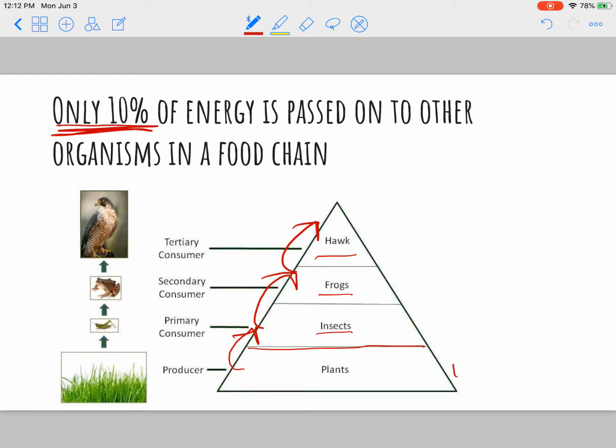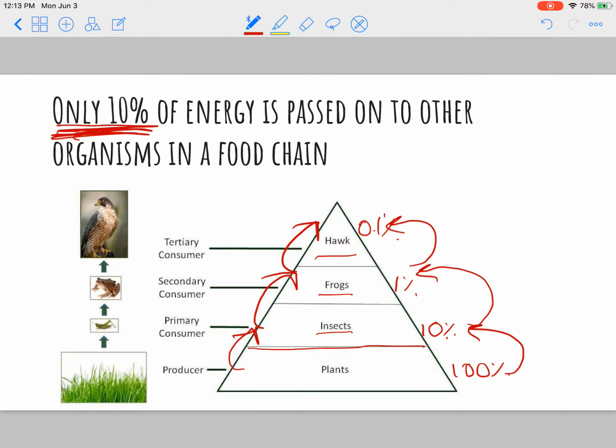So let's say I started out with 100% energy with plants. Only 10% is going to be passed on to the insects. 10% of 100 is 10. Only 10% of that is going to be passed on to frogs. So what is 10% of 10? That's only 1%. And then only 10% of 1 is going to be passed on to the hawks. So that is 0.1%.